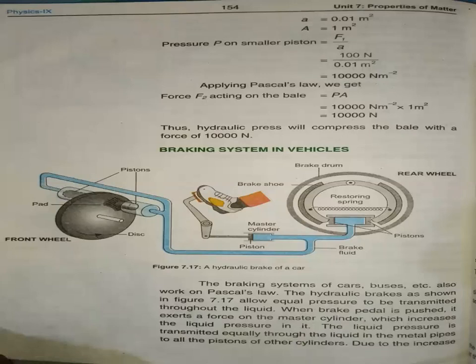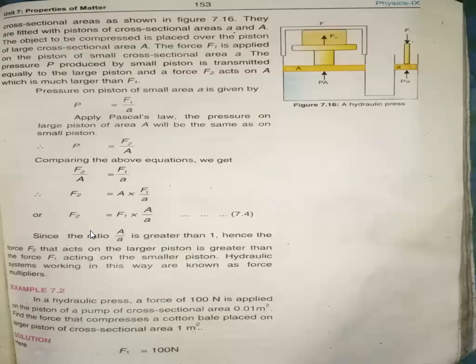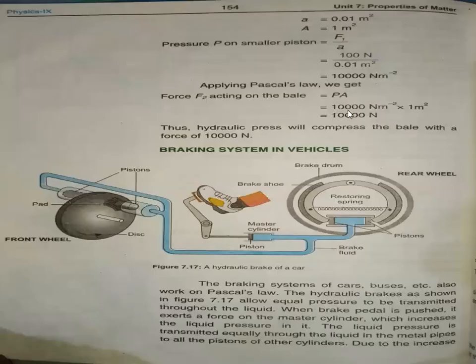Now I want to find out F2. How can we calculate F2? By multiplying. If you want to calculate F2, it is P times A. F2 is equal to P times A. Use this formula. P I just found, 10,000, and the area of the bigger piston is 1, as you know. So my force F2 on the larger piston will be 10,000 Newton.